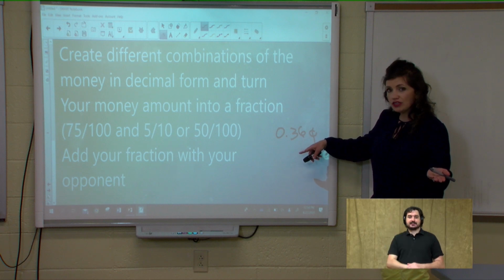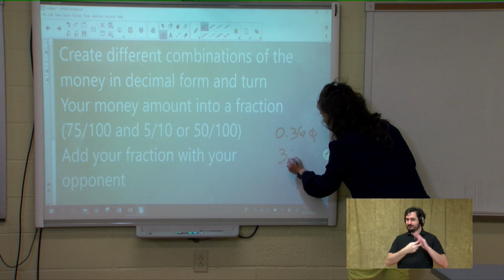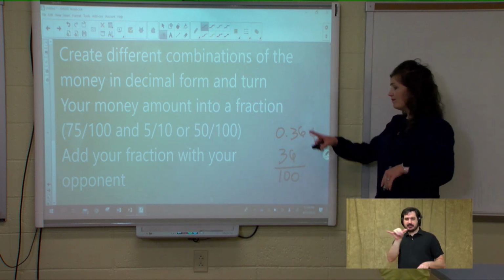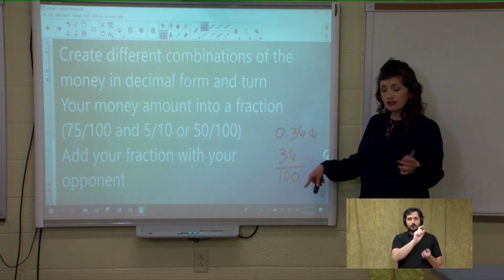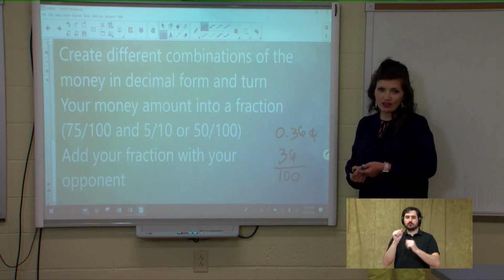So we could say, oh, that's 36. How many pennies are in a dollar? 100. So we can say 36 cents is the same as 36 hundredths. So I want you to convert your amounts into fractions of tenths and hundredths, and do that with a partner, and you can add your amounts together.